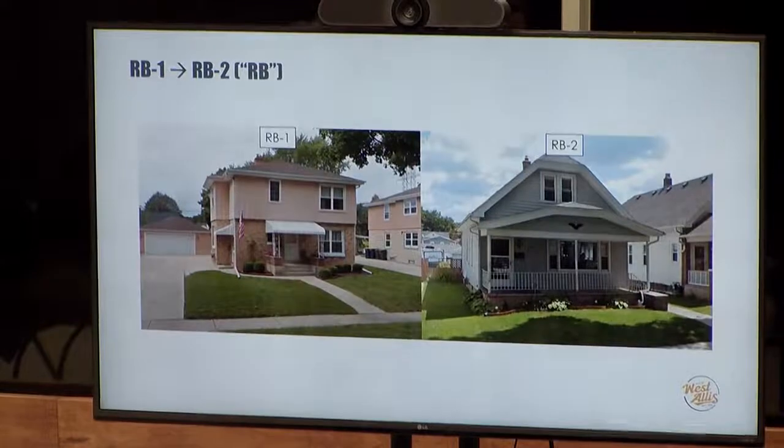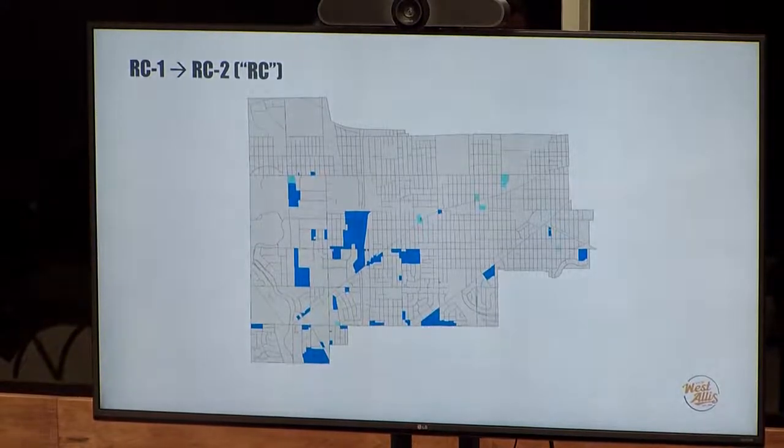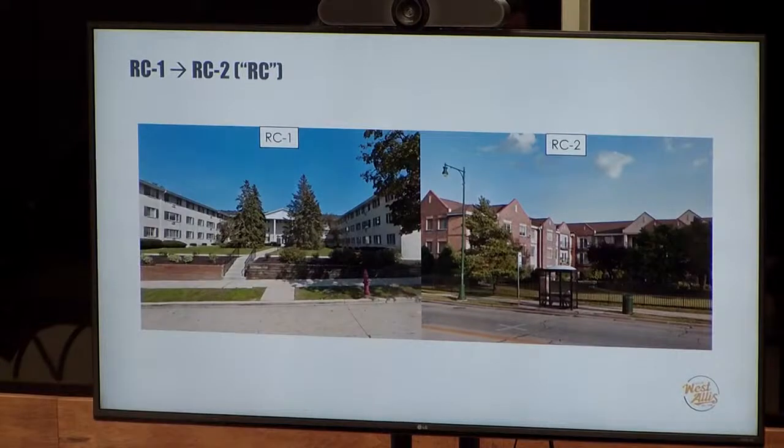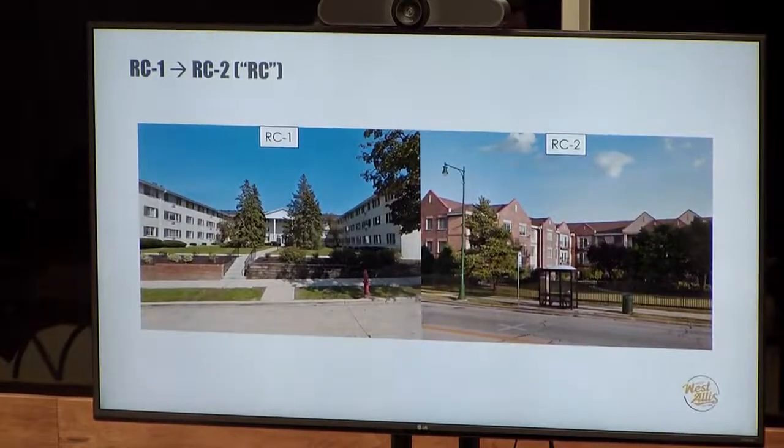And here's examples of some of the homes that you'll see in these districts. And then RC is those large multifamily complexes. The dark blue is our RC2, I believe, and the light blue is RC1. I'm pretty sure. And then here's some pictures of what those look like. The RC2 on the right is at 70th and Greenfield. RC1 is, I think, 102nd and Lincoln. So those are very similar styles of housing, and we want to consider them as one.